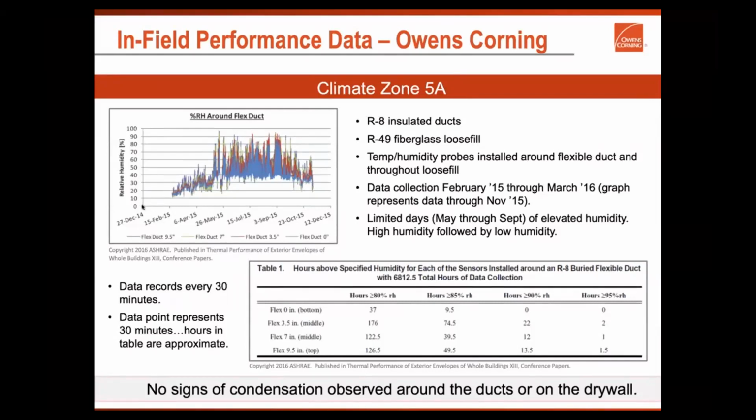You can see here that around the duct itself, RH changes rapidly, especially in an area where the climate changes rapidly, because attics are constantly changing. They're not constantly at 120. They warm up throughout the day and cool throughout the night. Because of that, it affects the R value and the relative humidity in that space.